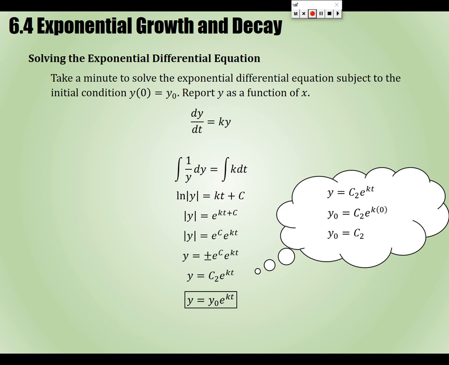And furthermore, can you check it in the original differential equation? If you take the derivative of this, what's y prime, or dy/dt? What do you get on the right side? You get y0 e to the kt, that's the derivative, times k. Is that k times the original function that was in the box? Yeah, it is. So we remember how we can check these answers to differential equations.